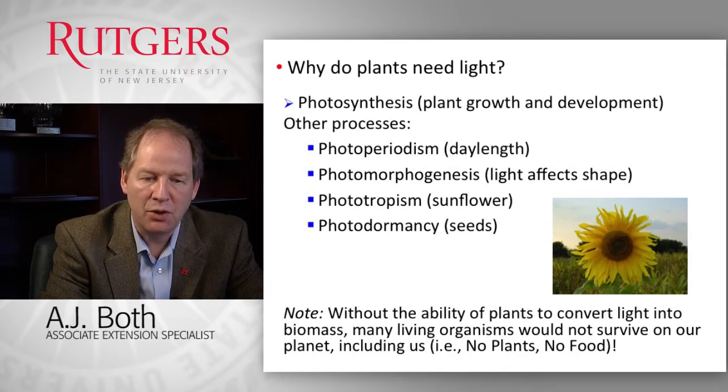And another process is called photodormancy, where seeds require a certain amount of light to start the process of germination. If you think about seeds being buried deep underground where it's very dark, they may want to delay germination because it would take a lot of energy to reach the surface. But if the seed is located closer to the surface where there's a little bit of light, that light then induces the process of germination and makes it easier for the plant to establish itself and to grow.